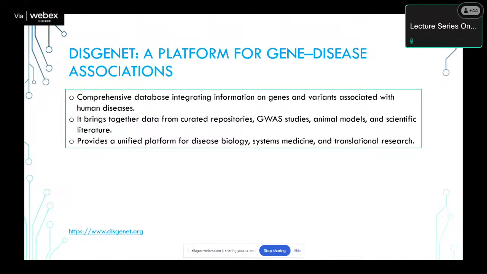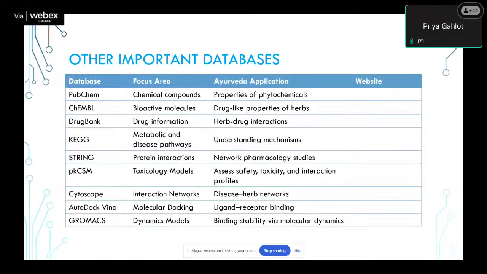Yes, madam. So in DisGeNET, basically we put our relevant gene data, and then it will provide us all the links of where this gene is playing a role in how many diseases. You can get a particular association of your gene and your protein, and in respect to a particular disease. We use this tool for disease biology, systems medicine, or translational research studies.